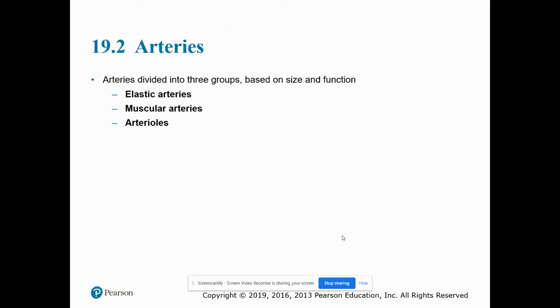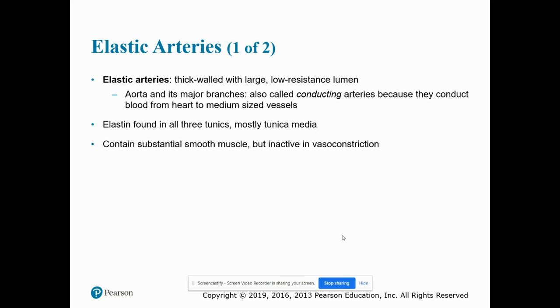And then arteries are divided into three groups, based on their size and their function. We have elastic arteries, muscular arteries, and arterioles. Elastic arteries are the thick, large arteries. They have a low resistant lumen, and the examples given are the aorta and its major branches. They're also called conducting arteries because they conduct blood from the heart to medium-sized vessels.